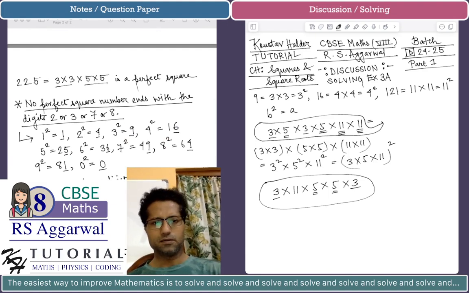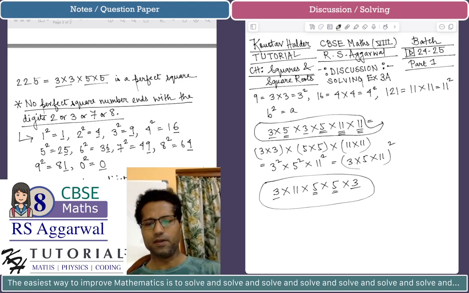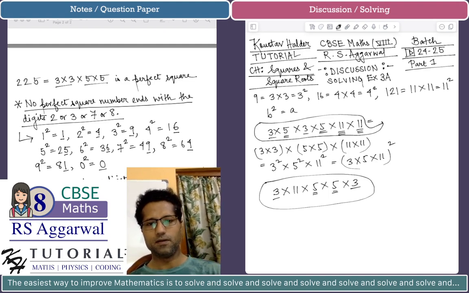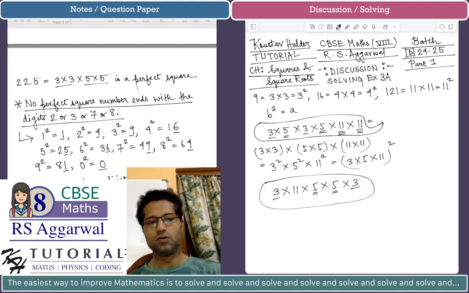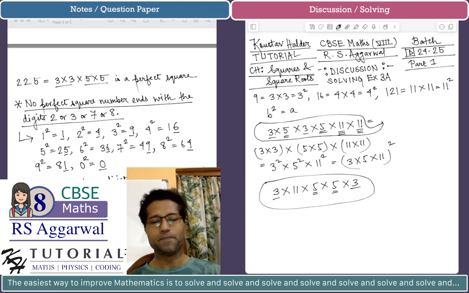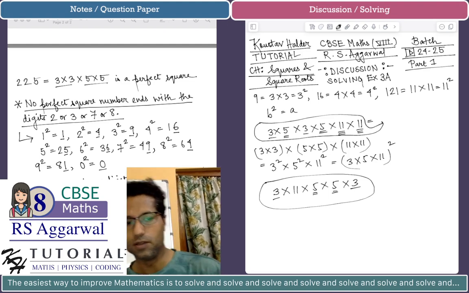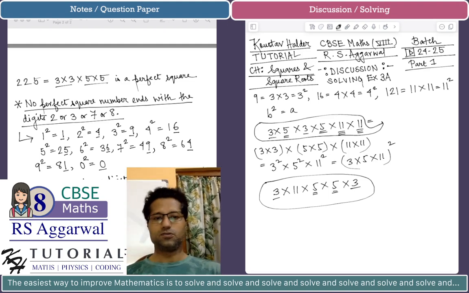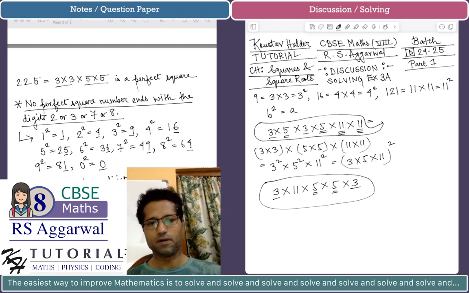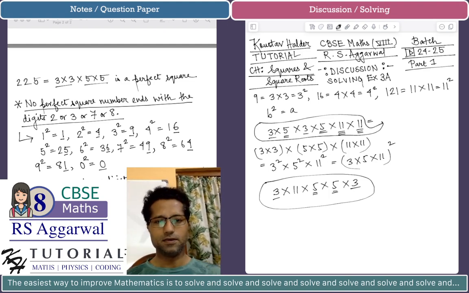Now, a very important property about perfect squares is that no perfect square number will ever end with the digits 2, 3, 7 or 8. Meaning, if you are given a number, and the digit at the units place in the given number is a 2, 3, 7 or 8, then you can immediately say that number is not a perfect square. Now why is it so?